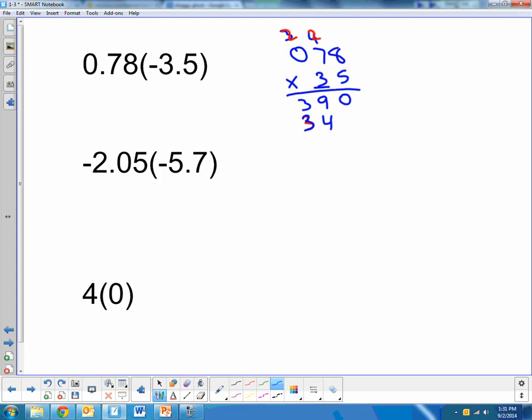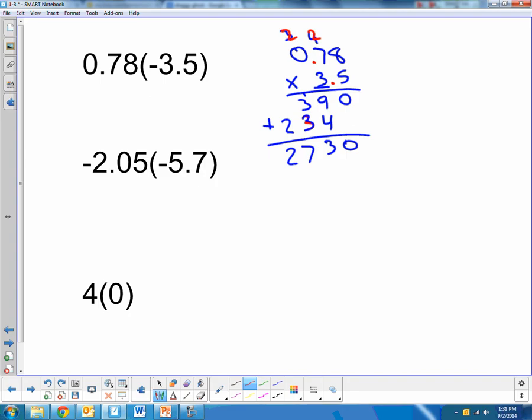Now I multiply 3 times 0 is 0, plus 2 more is going to give me 2. Add them together. 0 plus nothing is 0. 9 plus 4, carry the 1. And I'm going to get 2,730. Of course, I need to go back. I need to look at those decimals. There's no way that 0.78, 78 hundredths, times 3 and 5 tenths is 2,000 something. Not going to happen. I'm going to put those decimal points back in.